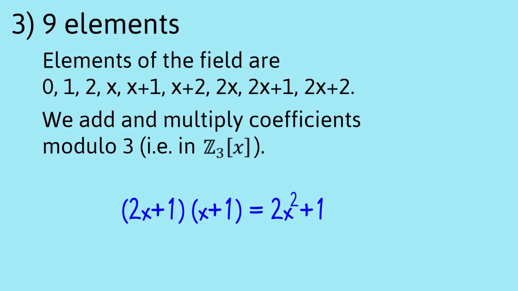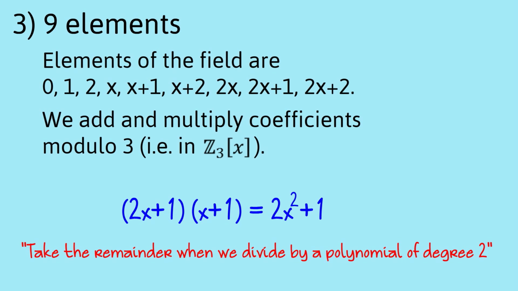So once again, we're breaching the closure conditions. So as it stands, this isn't a field. So we've got to solve that somehow. And the way to do that is that we'll take the remainder when we divide by a polynomial of degree 2. So something like x squared plus 2, 2x squared plus 1.